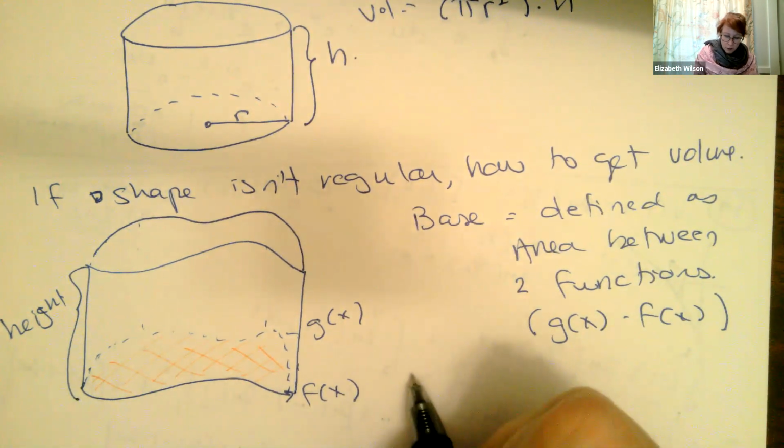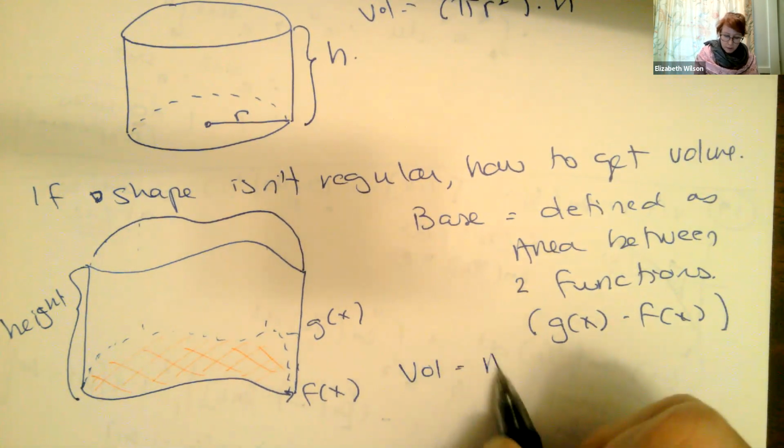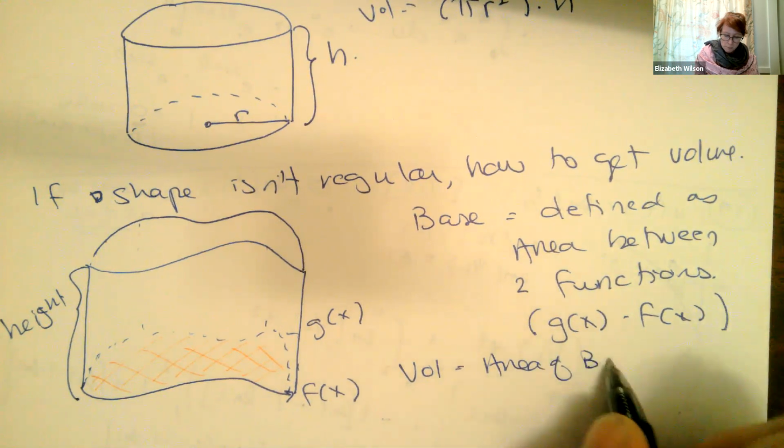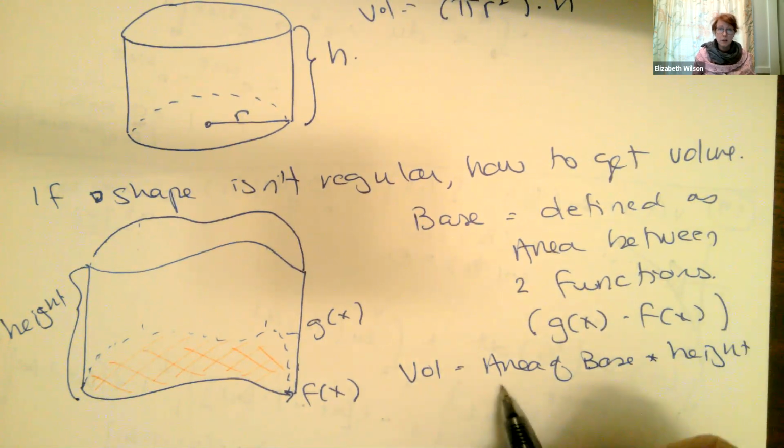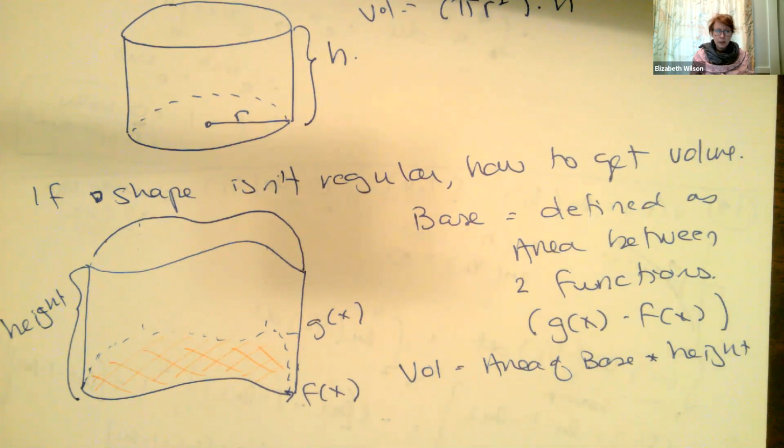So still the volume is going to be area of base times the height, right? We've got our two functions that are being subtracted, and then we're going to multiply that by the height. So this is just kind of a geometric review. We're increasing the complexity as we go.